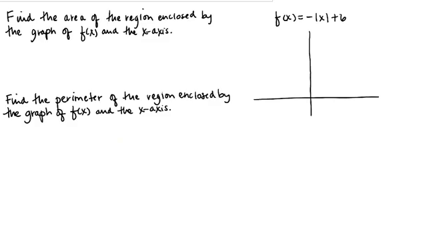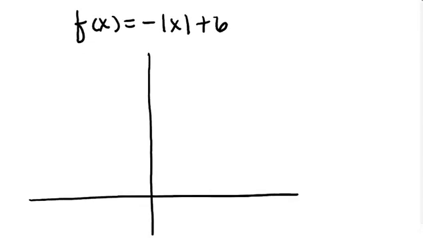All right, the last type of question that we can ask you with this is maybe to produce a graph of a function and ask you to find the area of the region enclosed by the graph of the function and the x-axis, or maybe the perimeter of a similar region. So now I'm going to zoom in over here on f of x equals the negative absolute value of x plus 6. Okay, well, I'm going to need to find the vertex of this thing.